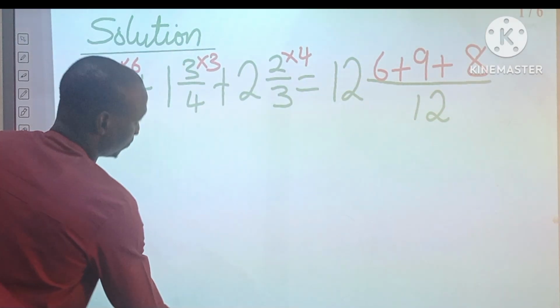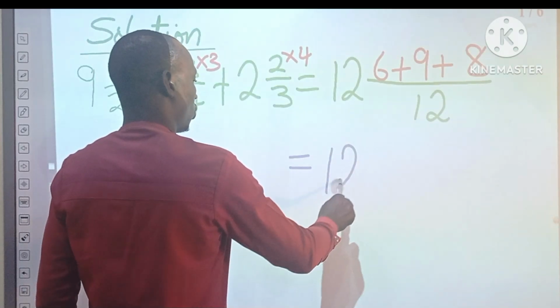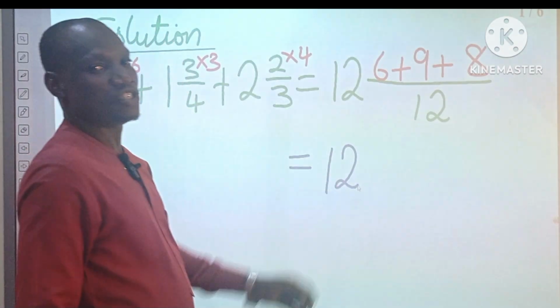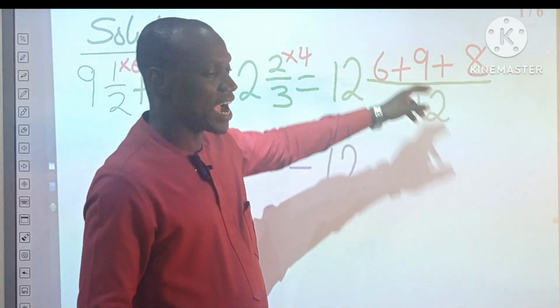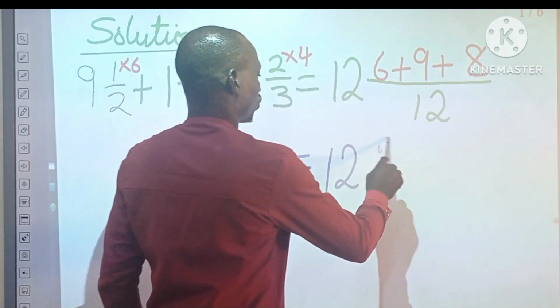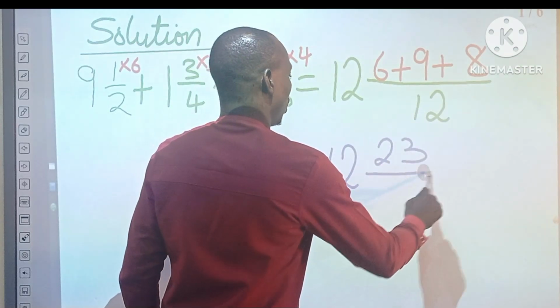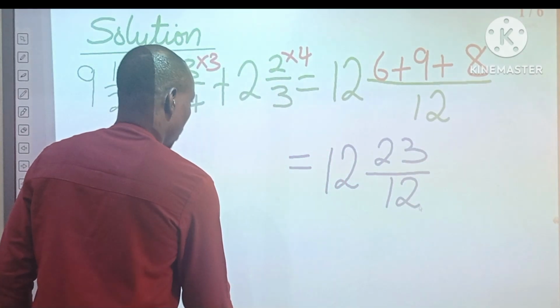Now, in our next step, we're going to bring down the whole number, which is what? 12. And we simply add the numerators. Now, while adding the numerators, 6 plus 9 gives us 15. 15 plus 8 gives us 23, all over 12.